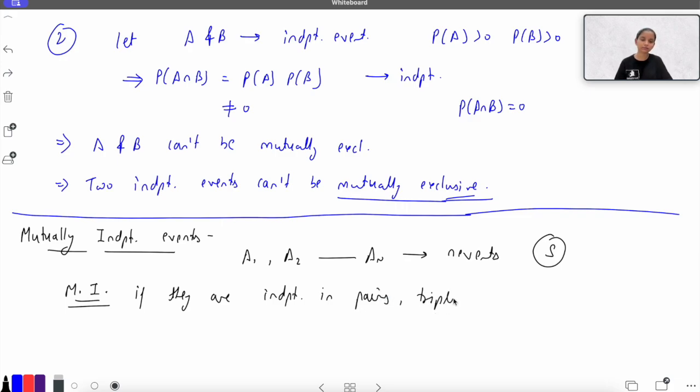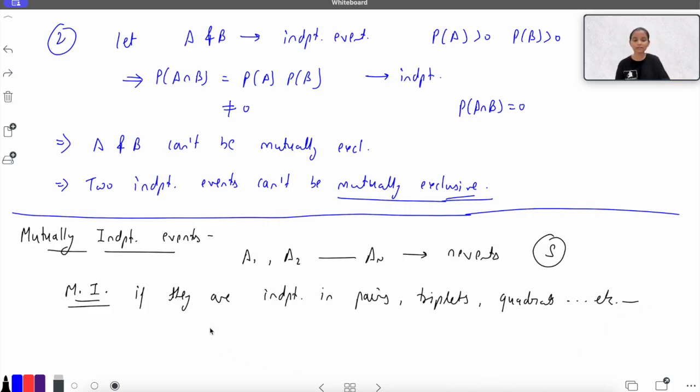triplets, quadruplets, and so on. So if they are independent in all these scenarios, like taking two at a time, taking three at a time, taking four, taking five at a time, and similarly going on like this, then if they are independent in all these conditions, we will say that my events are mutually independent.